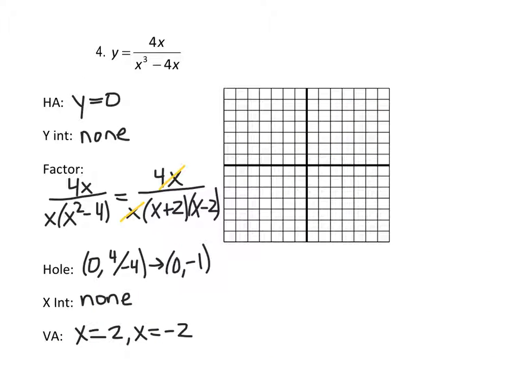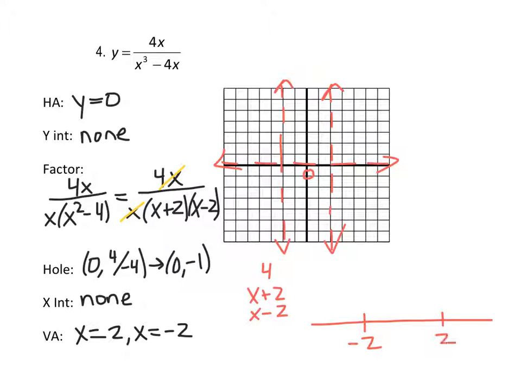So let's sketch what we know. Horizontal asymptote of y equals 0. No y-intercept. A hole at 0, -1. And vertical asymptotes at x equals 2 and x equals -2. So let's do our factors. We have 4, x plus 2, x minus 2, and my only values are -2 and +2.